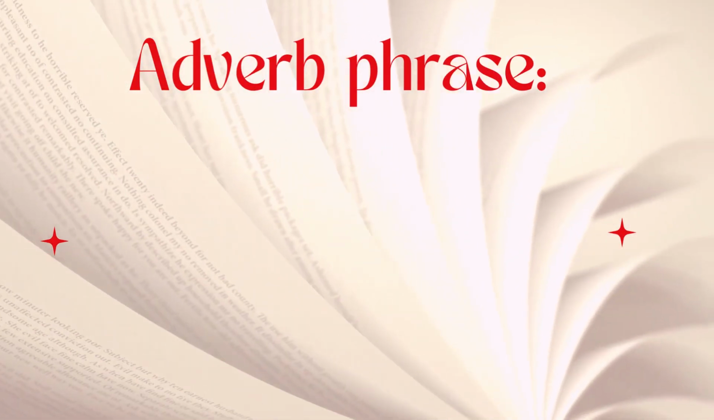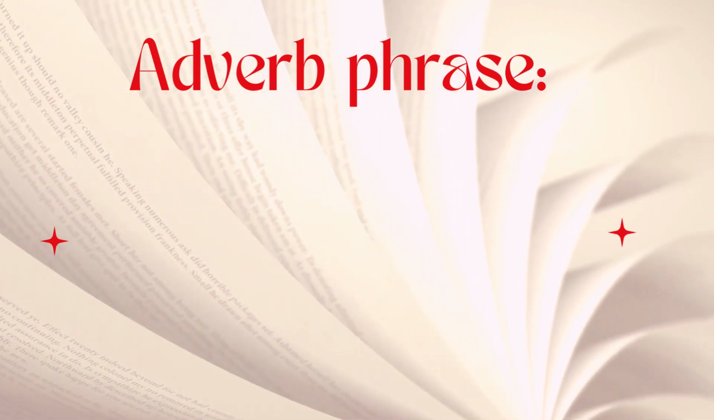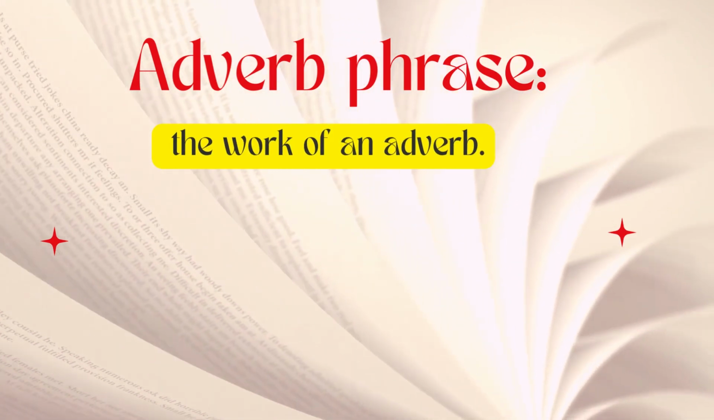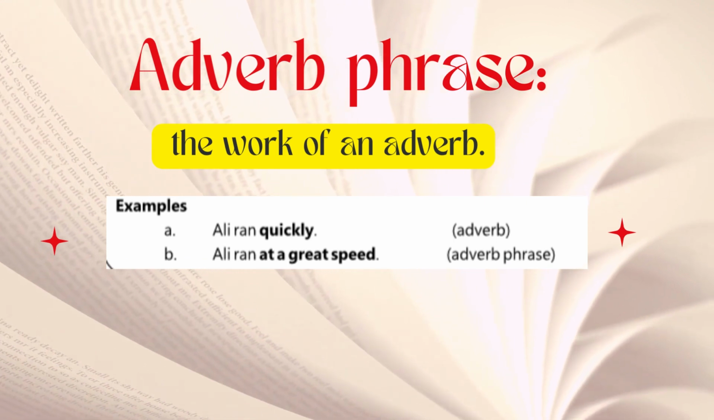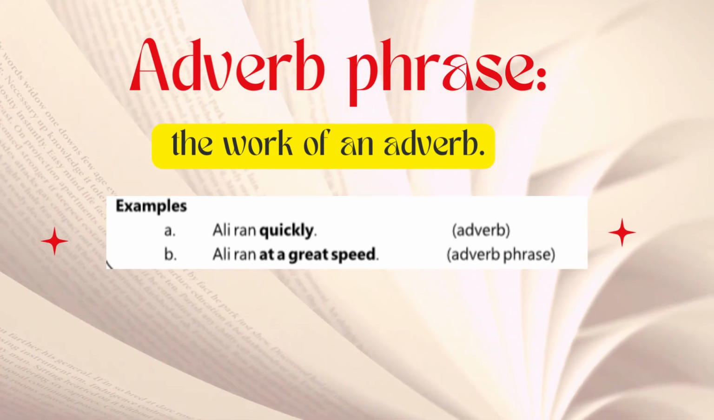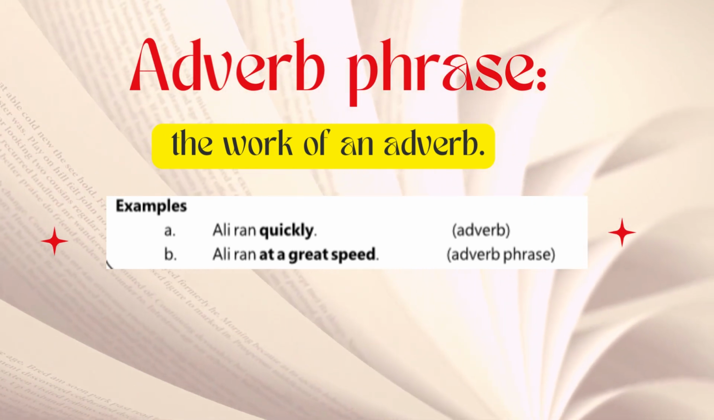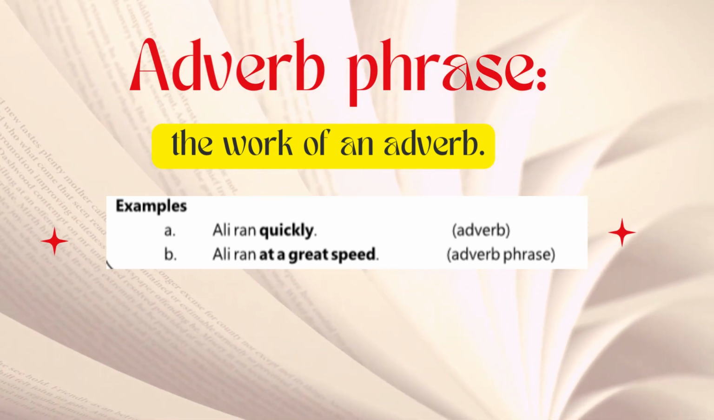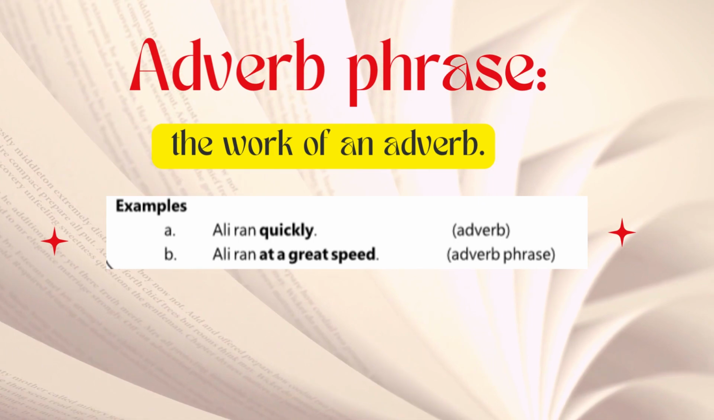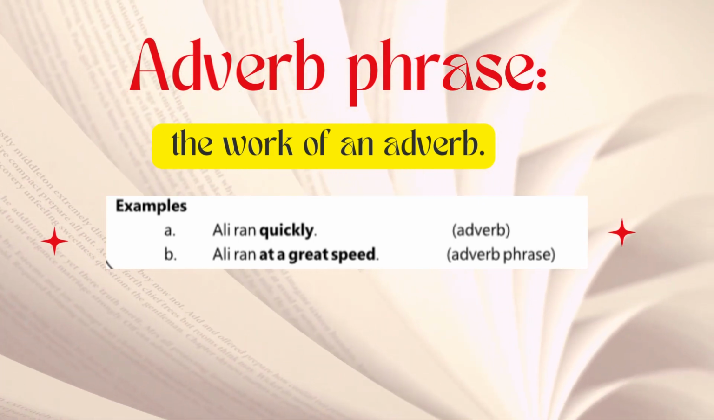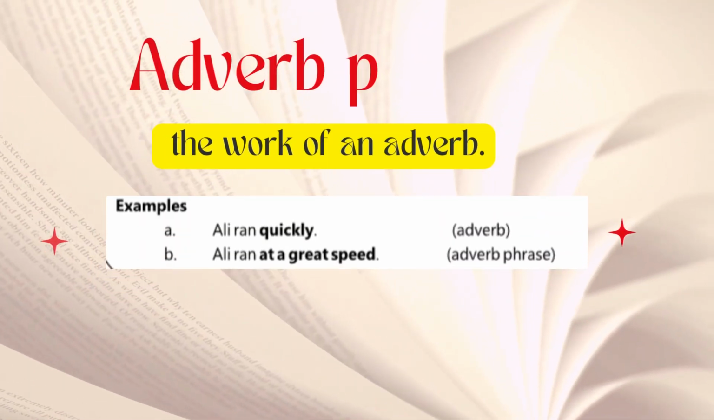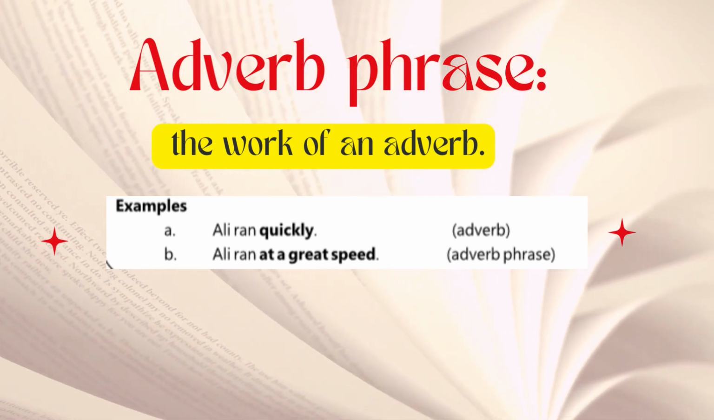And an adverb phrase is a phrase that does the work of an adverb. For example, Ali ran quickly. In this sentence, quickly is an adverb. Ali ran at a great speed. In this sentence, at a great speed is an adverb phrase that plays the role of the adverb quickly.